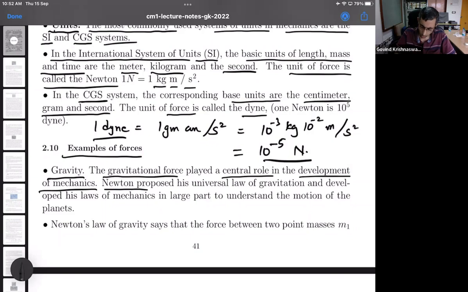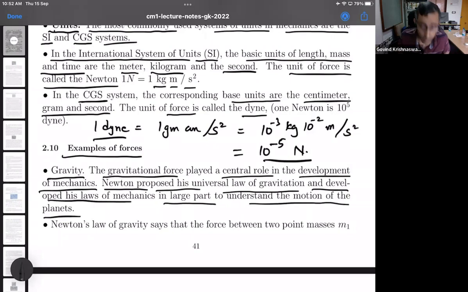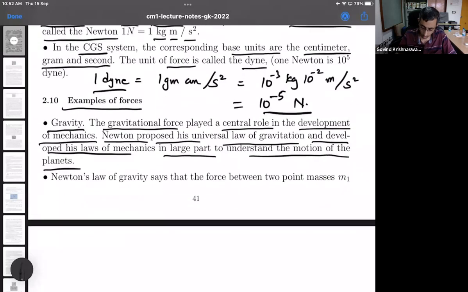So Newton proposed his universal law of gravitation and developed his laws of mechanics in large part to understand the motion of planets and comets. And the moon, of course. I will describe this a little bit later in a little bit more detail, especially Kepler's role in this matter, Kepler and Newton. But here I want to very briefly mention Newton's law of gravity.